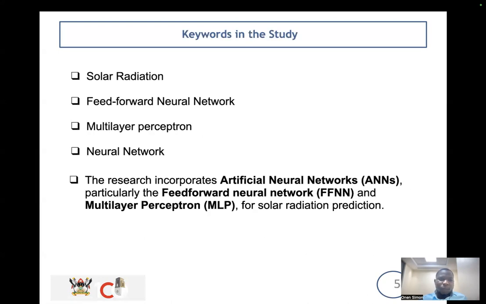And with that, they came up with this research where the keywords were solar radiation, neural networks, multilayer perceptron, and neural networks. With solar radiation, they are looking at energy from the sun that is hitting the surface, which is normally measured in watts per minute. And then that data they are capturing in that format is what they're using with deep learning techniques, for example, feed-forward neural networks, to come up with some sort of prediction.